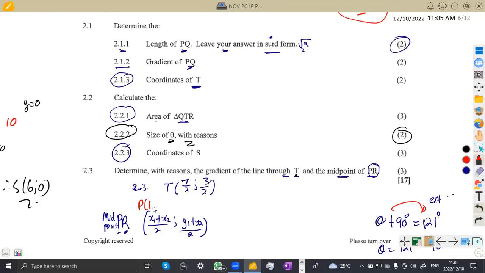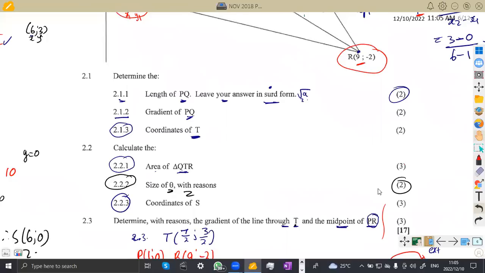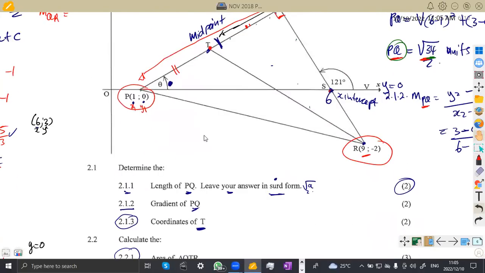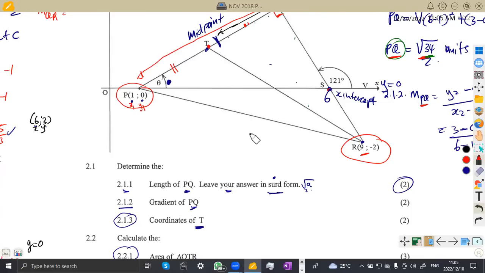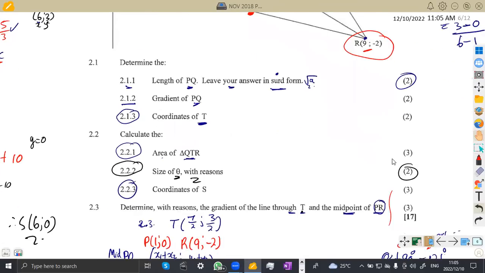Okay, all right. That is P(1, 0), and the point R, which is (9, -2). So these are the 2 points that we are going to use to calculate the midpoint, because the line is supposed to pass through the midpoint of PR, maybe somewhere there. We do not know the point, so that is the one that we are supposed to calculate.